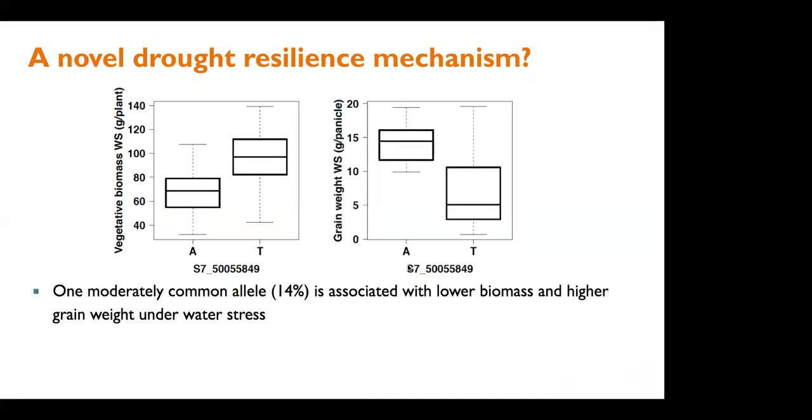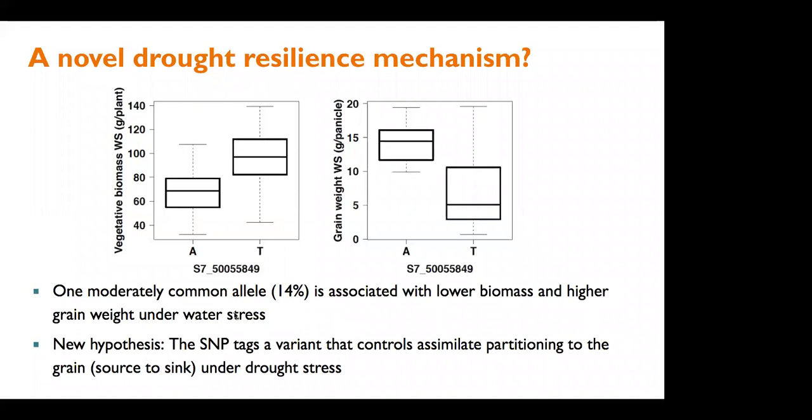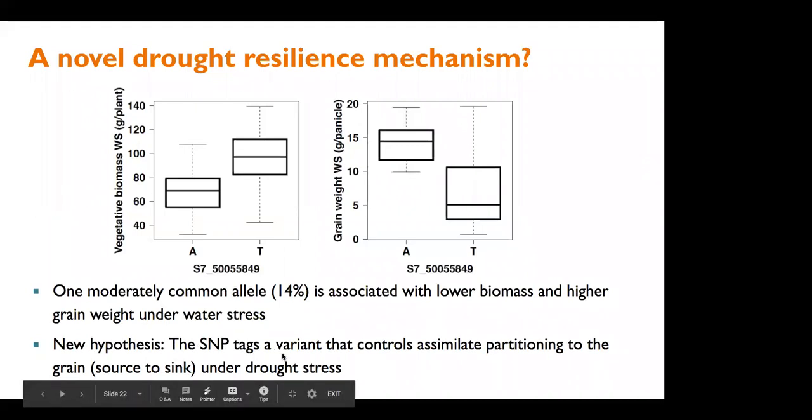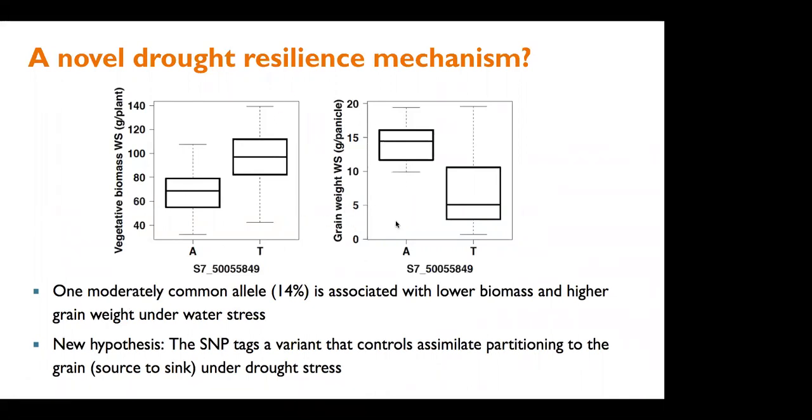This exact same SNP was identified. And so it's relatively common in the WASOP. So it's already there in West Africa. But the new hypothesis is that this SNP tags a variant that controls assimilate partitioning to the grain under drought stress. And so this is the type of in West Africa discovery that we were hoping to be able to do.